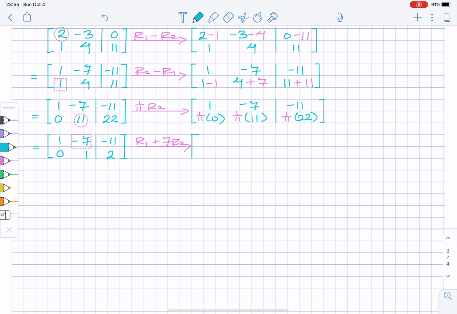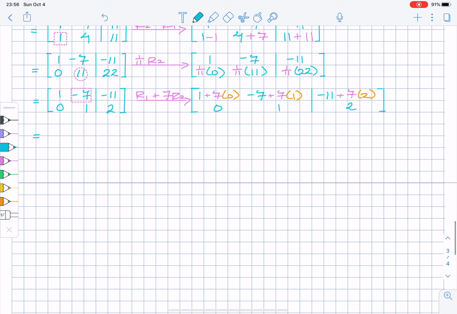So to row 1, I'm going to add 7 times row 2. So 7 times 0 to row 1, so negative 7. I'm going to add 7 times the entry in row 2, which is 1. Augment. To row 1, I'm going to add 7 times the corresponding entry in row 2. And row 2 is just 0, 1, and 2.